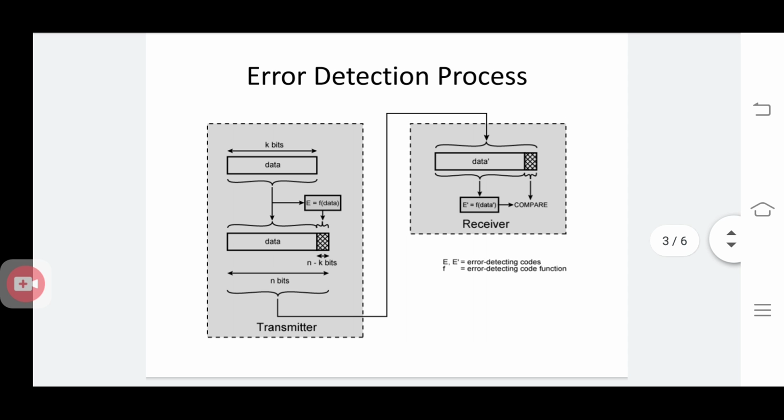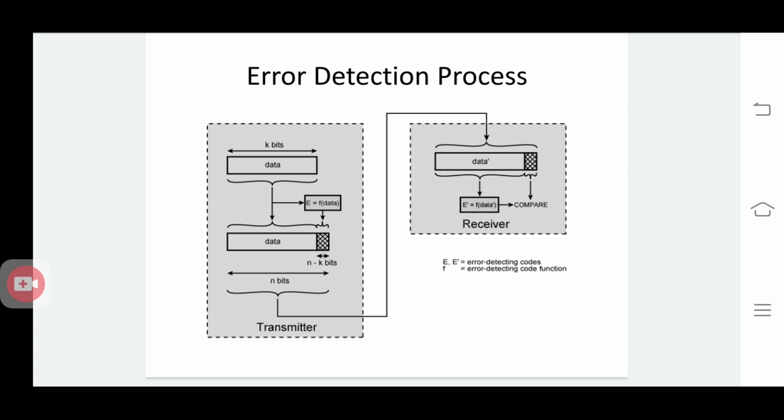Then how are these errors detected at the receiver side? For the error detection, this figure shows the error detection process. We have data of k bits. This k bit data is transmitted from the transmitter to the receiver. For detecting errors at the receiver, we add some n minus k bits to the data at the transmitter side. For that, we perform some function over this data to generate the n minus k bits. So altogether, how many bits are transmitted? Total n bits are transmitted.